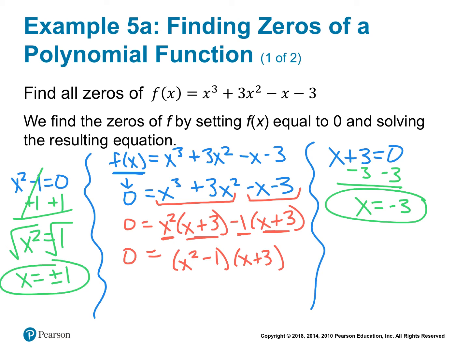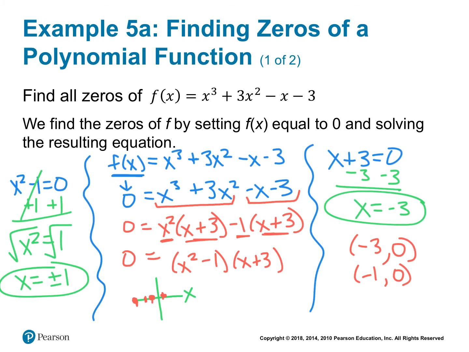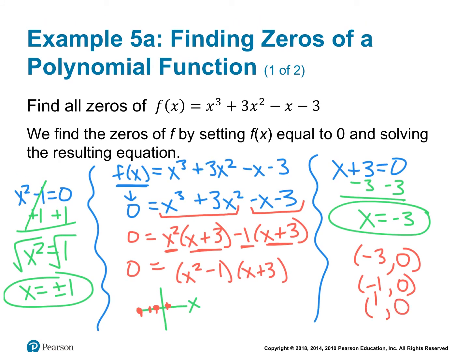Okay, so what that means is those are the x-intercepts. So if we think of a graph, it's going to hit at positive 1 and negative 1, and then negative 3. So those coordinates, this one would be negative 3 comma 0. Then over the other two, we would have a negative 1 comma 0 and a positive 1 comma 0. So this one has 3 zeros.